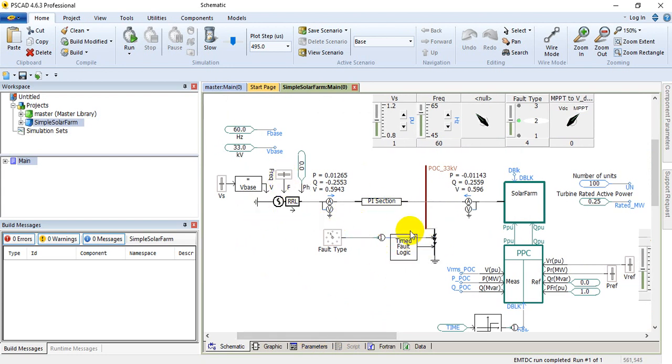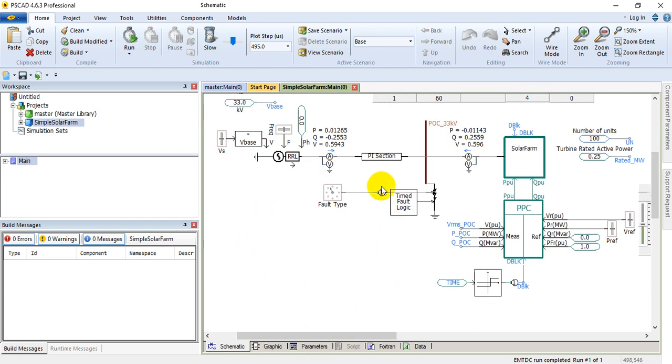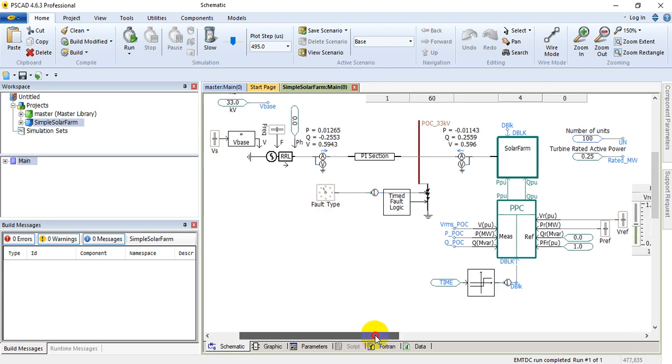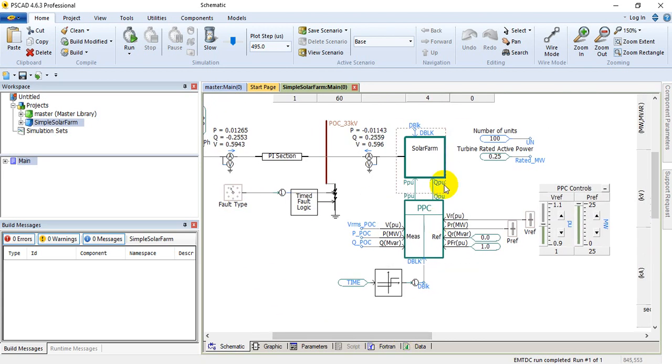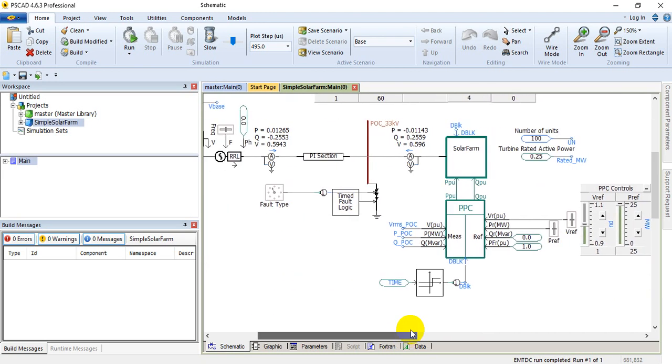And then there is a fault logic, where the fault type is available, so depending on the dial we can select which type of fault we need to apply. The next important thing is the power plant controller. The power plant controller performs two functions: it controls the real power and reactive power supplied to the solar farm, to maintain the solar farm's behavior under transients as well as under steady state. One by one we will start exploring these components.